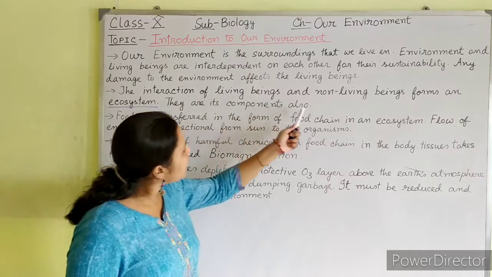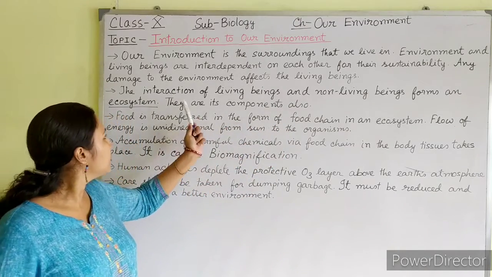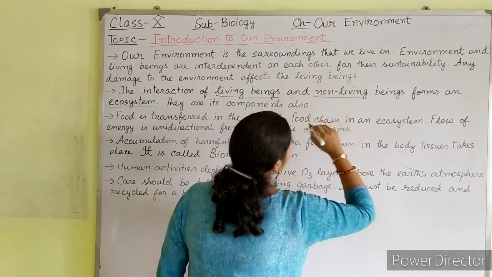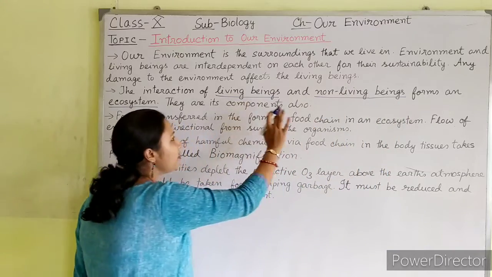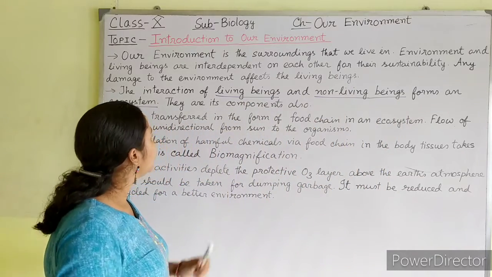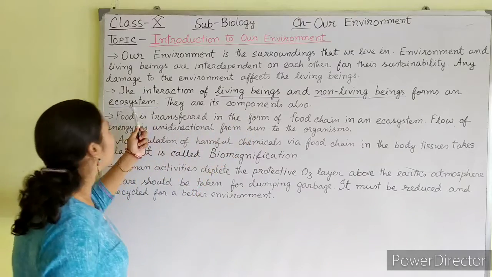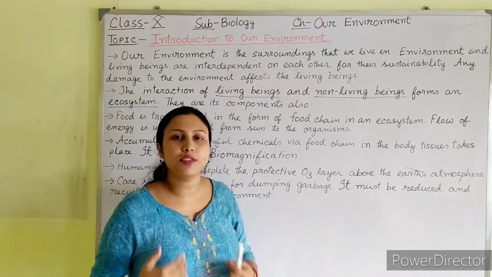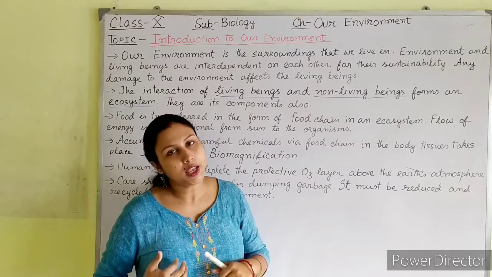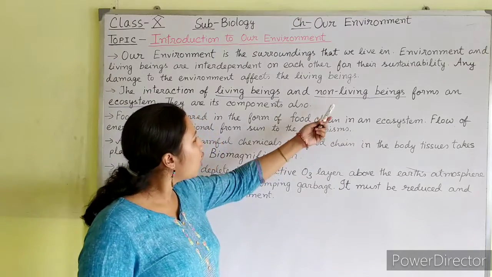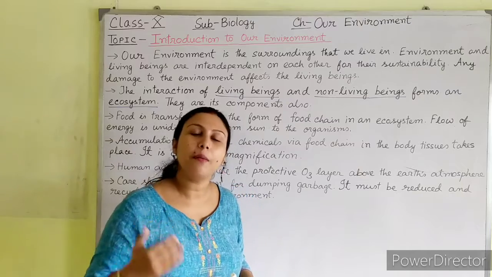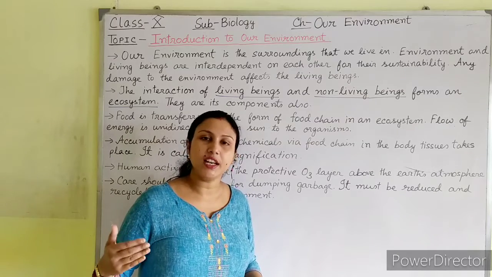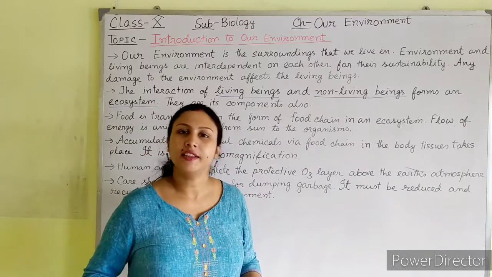They are its components also. They means the living beings and the non-living beings. So that means the living beings and the non-living beings are the components of the ecosystem. We already know that, students, living beings form the biotic components of the ecosystem and non-living beings form the abiotic components of the ecosystem, which we will learn in detail as we progress in this chapter.